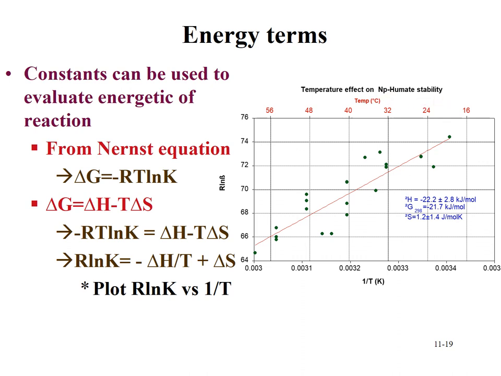We've measured the complexation constant, and what we're plotting is R times the natural log of the complexation constant against the inverse of the temperature. If I took these two equations and rearranged them, I can get R ln K is equal to minus delta H divided by T plus delta S. This allows me to solve for the slope and the intercept, which will give me delta H and delta S values.